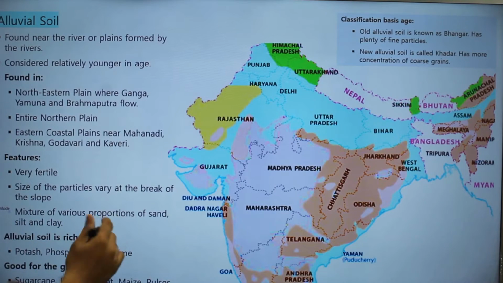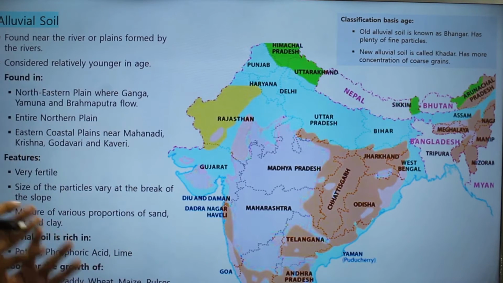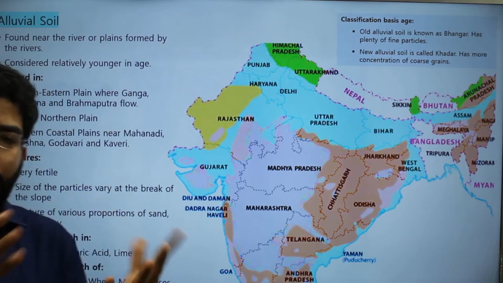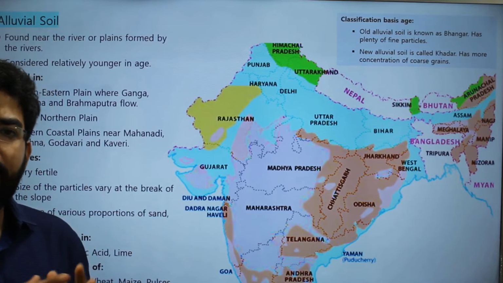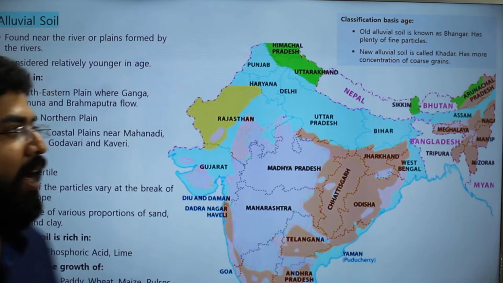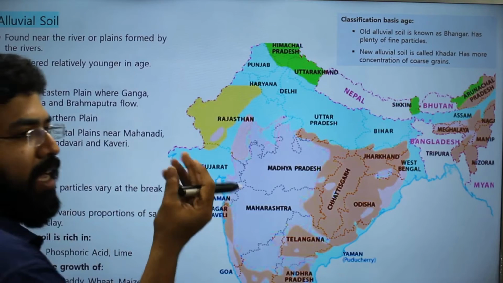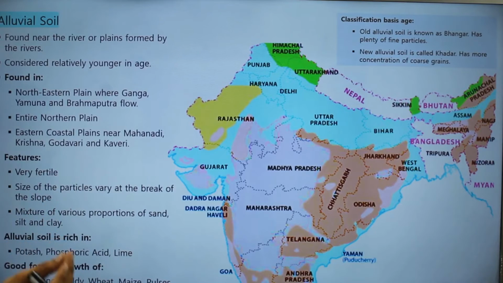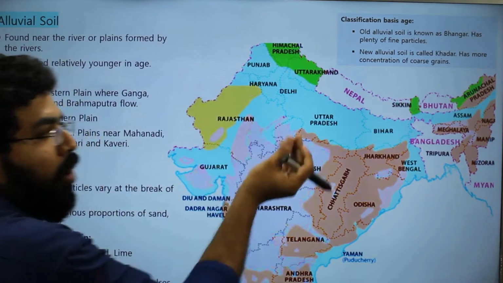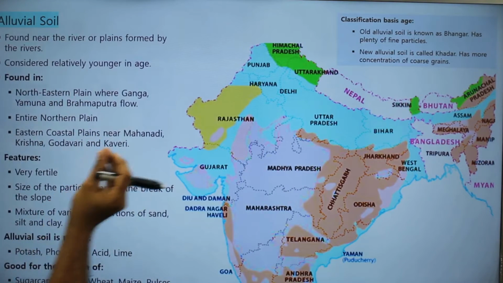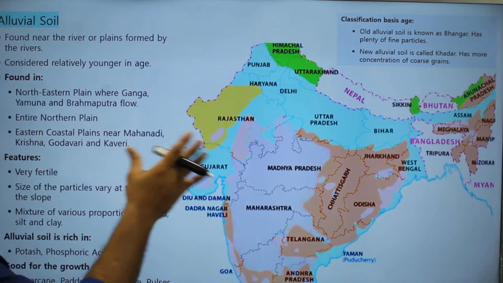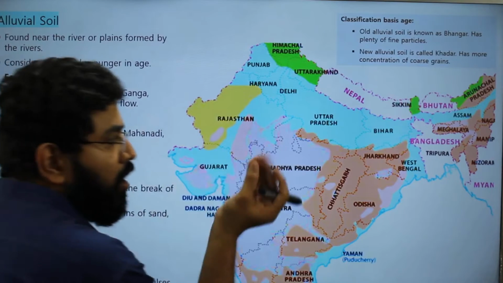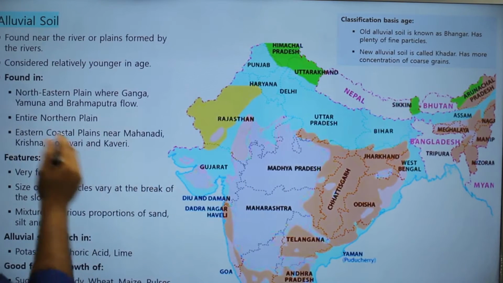Now, this soil, when it is fine particles, is deposited by the river near the beds. So you will see that it is very fertile, and the older the particles get, they have coarse grains. The fine particles are the new alluvial soil. The new alluvial soil is called khadar, the old alluvial soil is called bhangar. So you will have khadar and bhangar depending on the size of the grains.